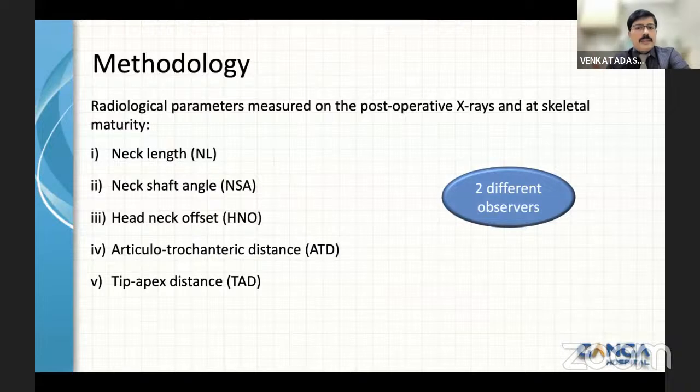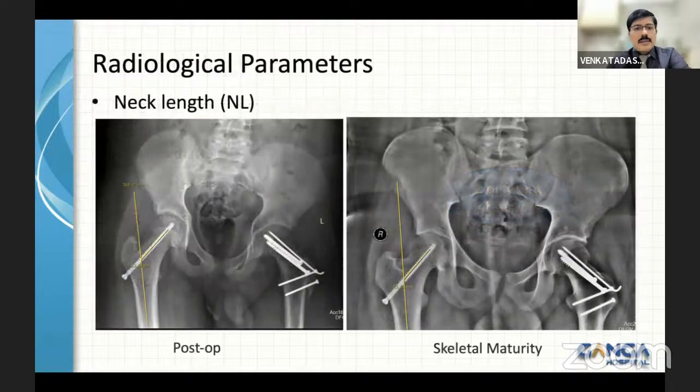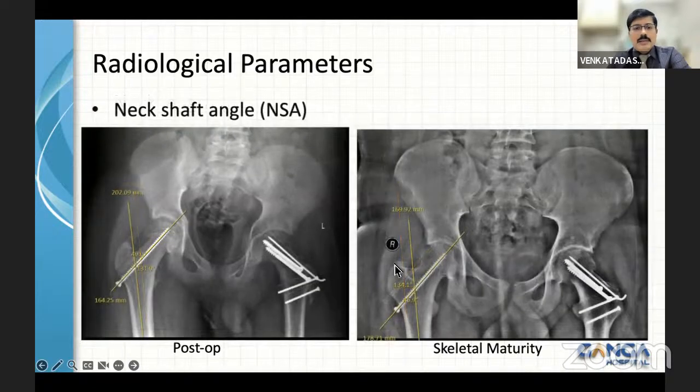And we wanted to measure the following radiological parameters. First is the length of the neck. Again, there is no defined way to measure it. This is what we use: from the midpoint of the head of the femur to the point along the shaft, with a line drawn along the shaft of the femur. So this we measured as neck length. This is the immediate post-operative picture, and this is at skeletal maturity. You can see that the neck length is increased in this patient.